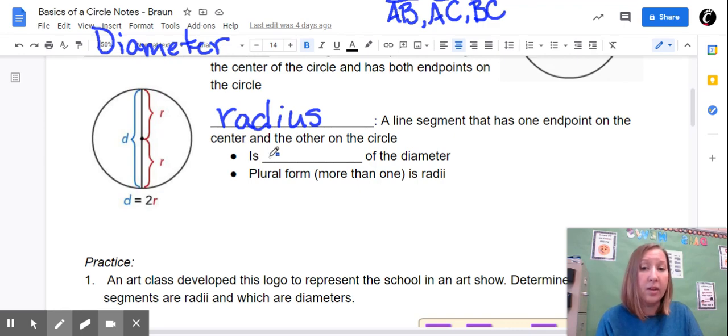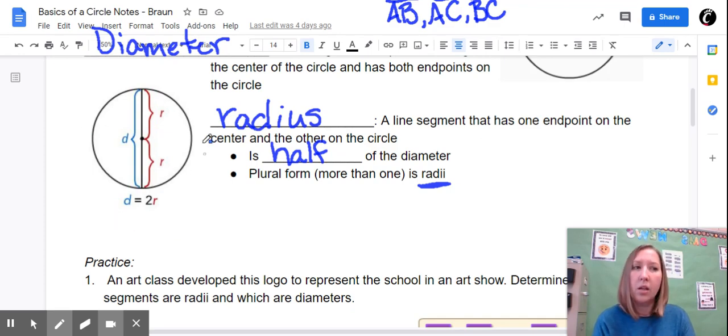So our radius is going to be half of our diameter. And the plural form, if we have more than one radius, that is called radii. So you're going to hear that from time to time. So I want to make sure that you're understanding what that word means. So if you hear radii, you know that that's just the plural form of radius.